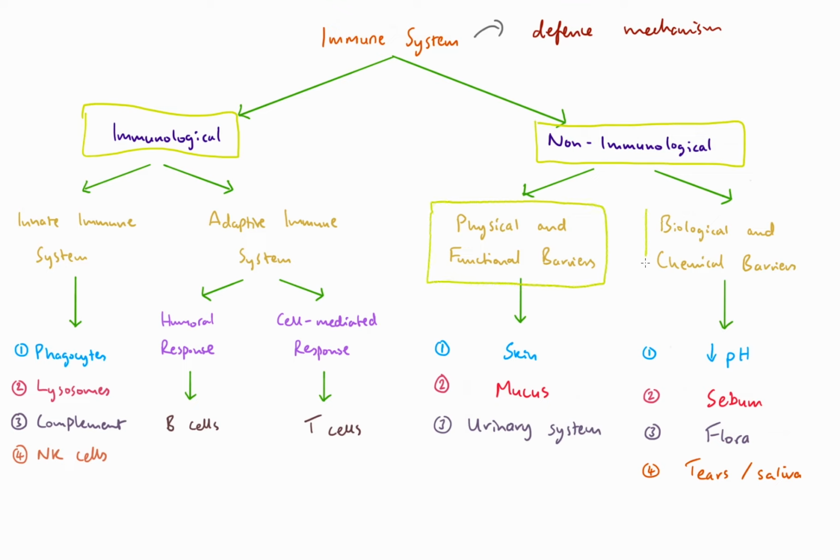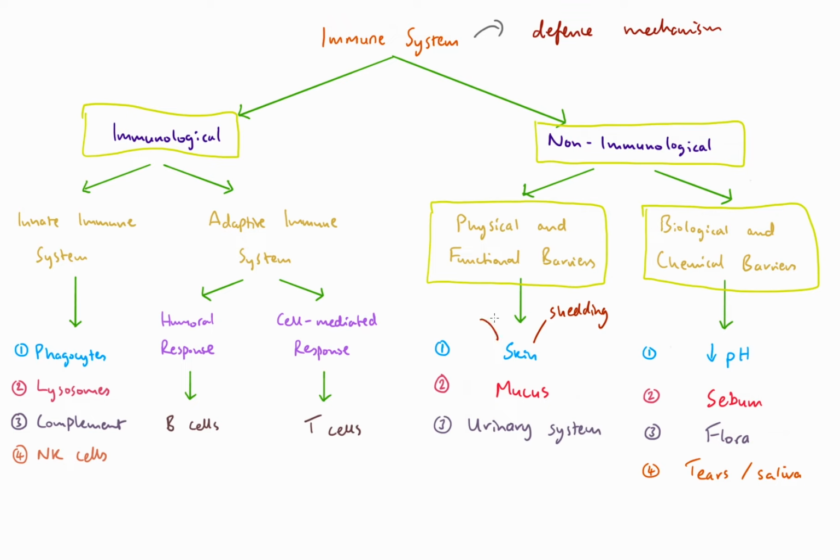So let's take a look at the physical and functional barriers. First of all, we've got the skin. Now, you might not have thought of the skin as being part of the immune system, but it is because it's a physical barrier to microbes entering the body. And there's two main ways that it does this. One is you've got keratinocytes, which are the cells in skin, and they regularly shed. So there's regular shedding of the skin, and that obviously takes off any microbes on the surface.